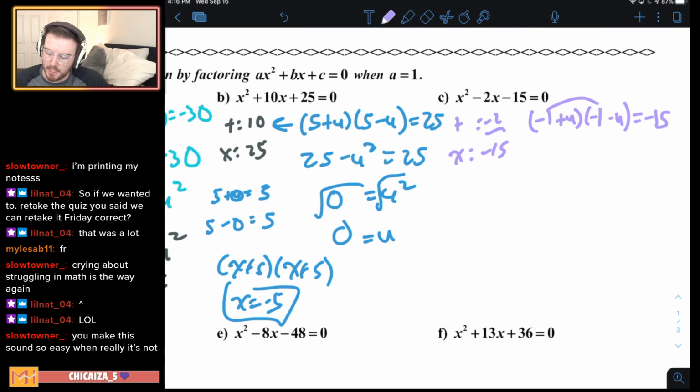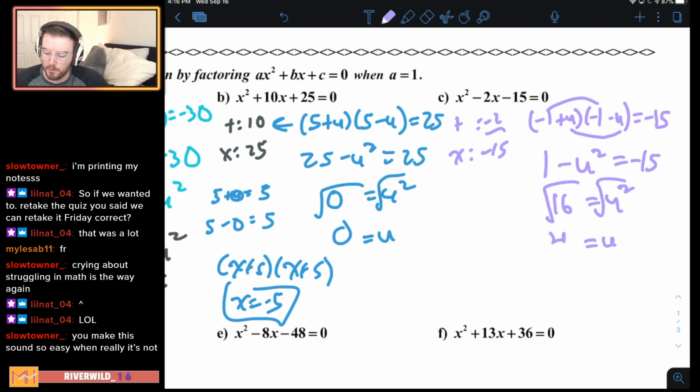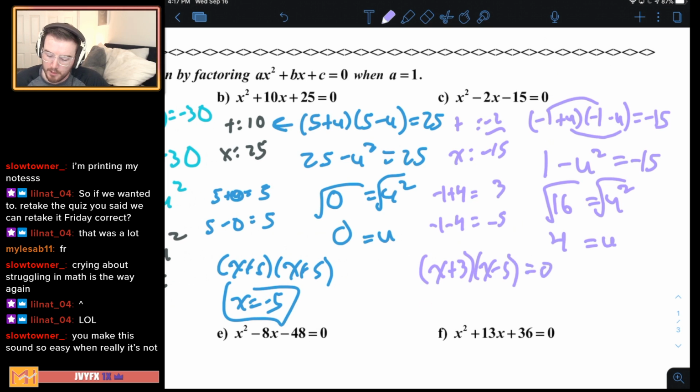So negative 1 times negative 1 is 1, and u times negative u is negative u squared, equals negative 15. So I'm going to add the 15 over and get 16. I'm going to add the u squared over and get u squared. Take the square root. u equals 4. So negative 1 plus 4 and negative 1 minus 4. That's 3 and negative 5. So my two numbers are x plus 3, x minus 5 equals 0. So my two solutions are negative 3 and 5.